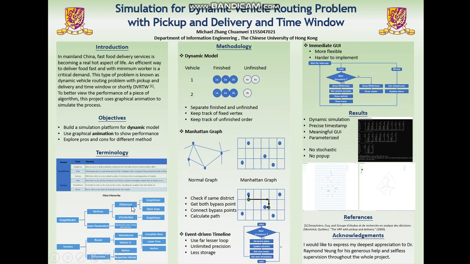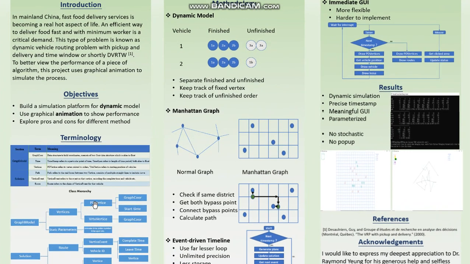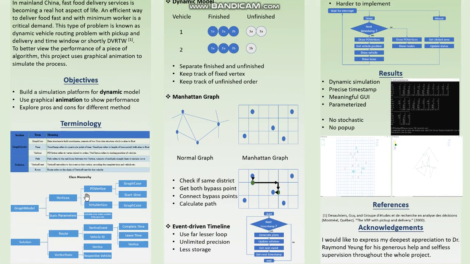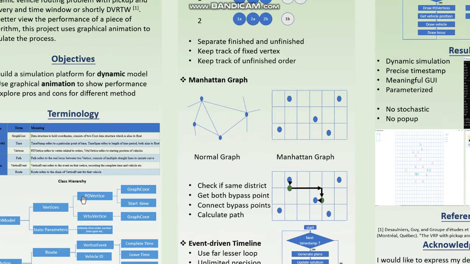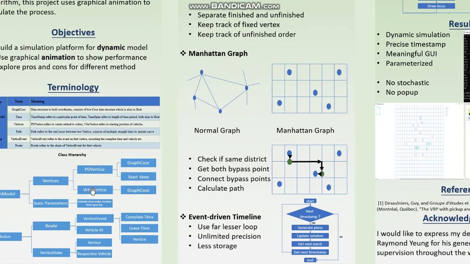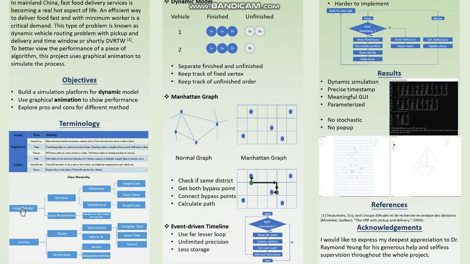So, this is the class hierarchy. One of it is called graph model. So it contains... so let's start from the bottom.